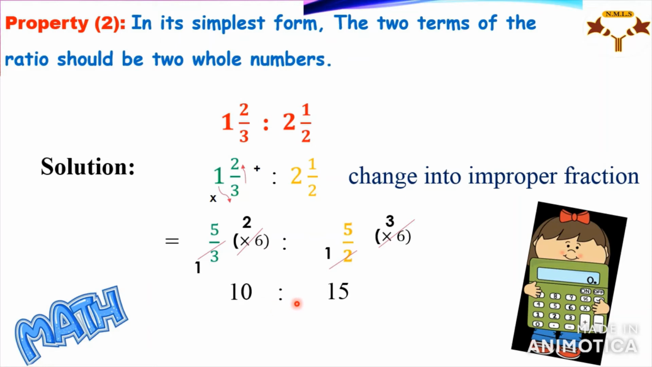Now 10 and 15 is not a ratio in the simplest form. So I will simplify, divided by 5. 10 divided by 5 is 2, and 15 divided by 5 is 3. 2 and 3 at simplest form.